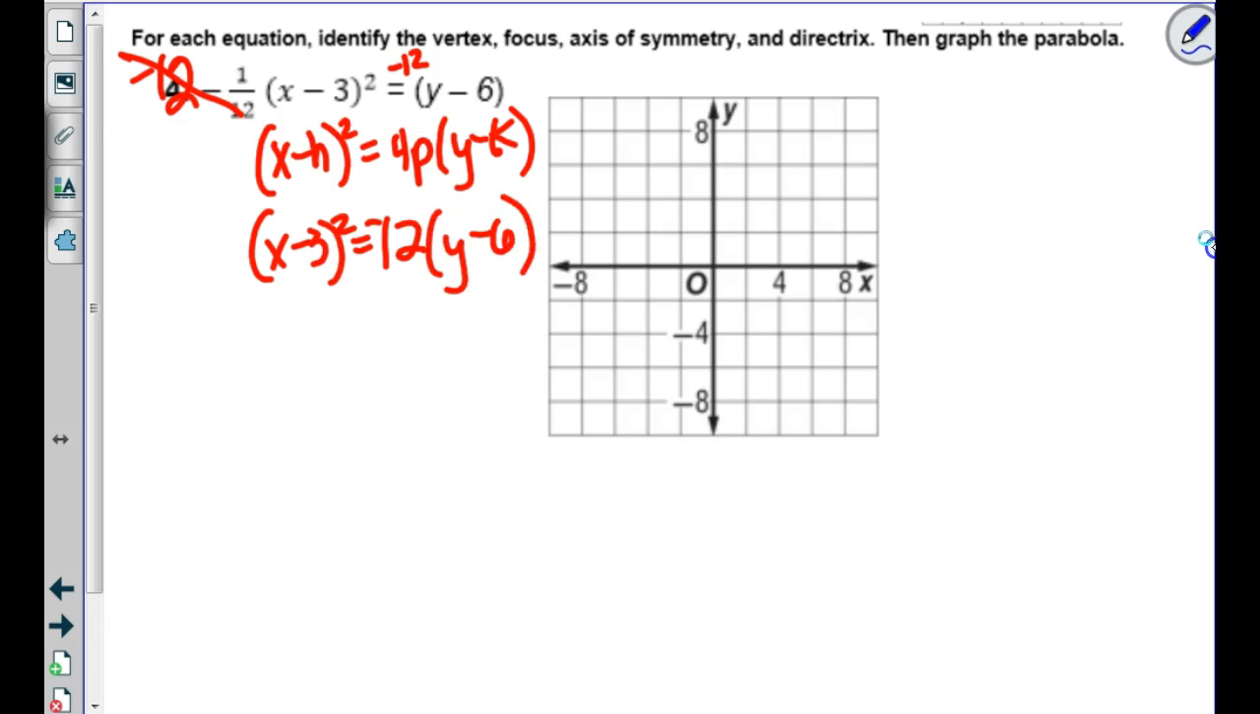Which way is that one going to open? Down. The x is squared, so it opens up or down, and this is negative. P would be negative 3, K would be 6, and H would be 3. I'm going to skip that one. Really, the trick to that one was just rearranging it, okay?